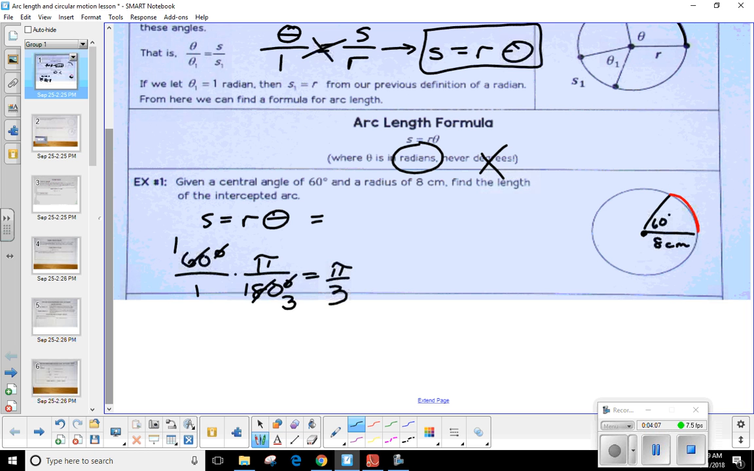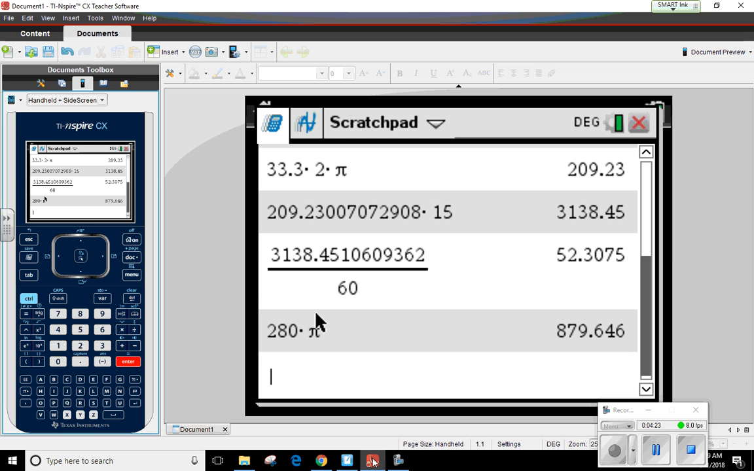Okay, so now I'm just going to plug into my formula. The arc length is going to be the radius, 8 centimeters, times the pi over 3 radians that we just got. Now, if we just multiply that, it's going to be 8 pi over 3 centimeters. But that really doesn't give me a good idea of what the length actually is.